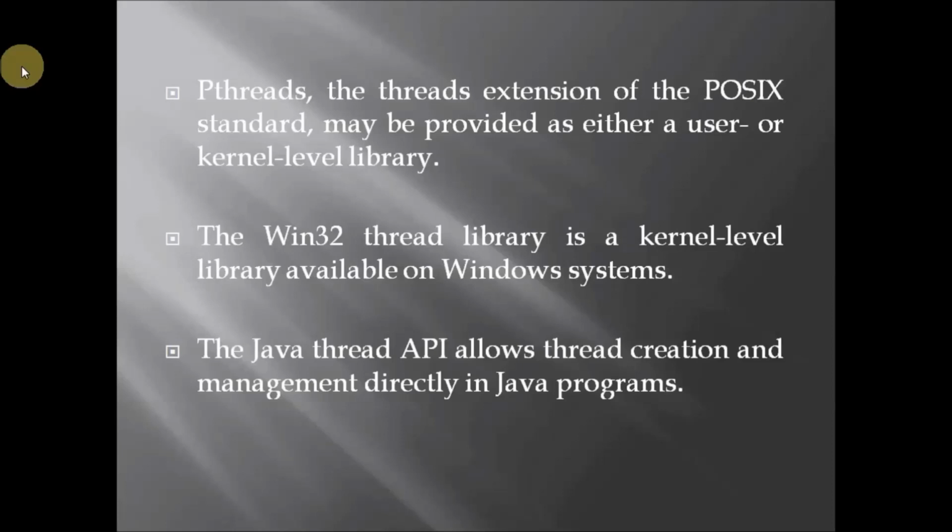The Windows 32 library is a kernel-level library available on Windows systems. The Java API allows thread creation and management directly in Java programs. I already told you, right? So Pthreads are implemented as either a user-level or kernel-level library, mainly used in the Linux operating system. The Windows 32 thread library is used in Windows systems. It is a kernel-level library. Java is mainly used in Java programs; directly you can use the Java thread APIs in Java programs.